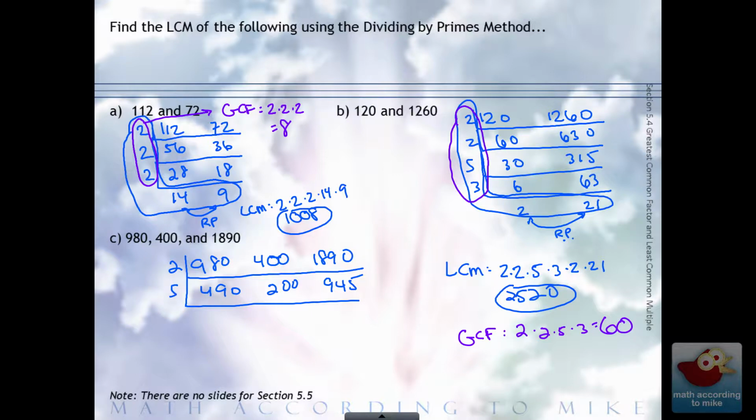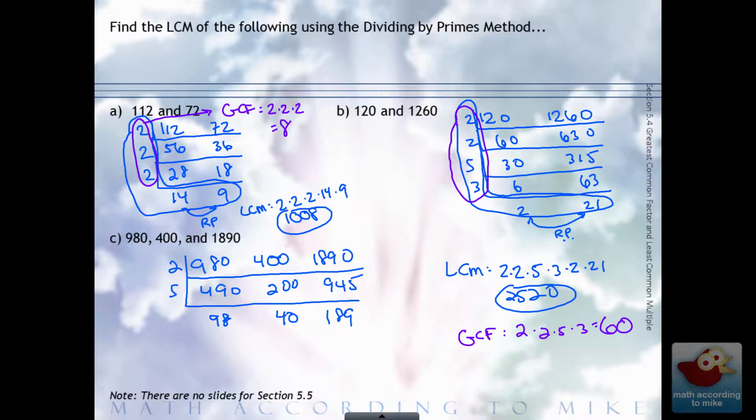And this would give us 98. This will give us 40. Oh my gosh, I don't know what that is. 189. Ugh. That's terrible. All right, so 2 doesn't work for all three. 5 doesn't work for all three. Let's see, does 3 work for all three? Nope. 7 doesn't work. 11 doesn't work for all three. 13 doesn't work.